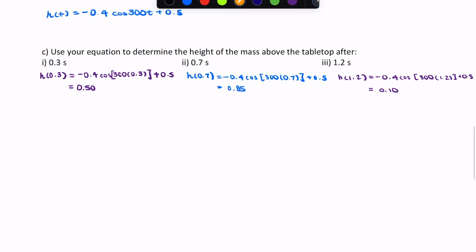So therefore, the height at 0.3 seconds is 0.50 meters. At 0.7 seconds is 0.85 meters. And at 1.2 seconds is 0.10 meters.